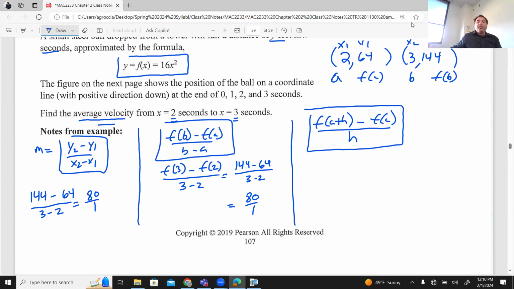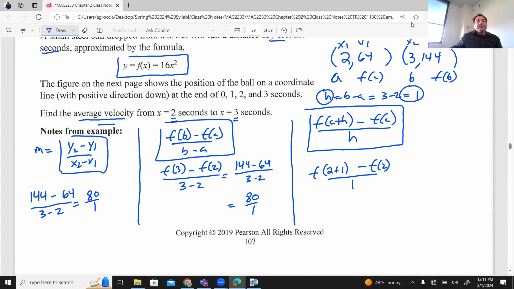Now, the second one uses h. H is b minus a, the distance between them. 3 minus 2, how much time has gone by? 1 second. H is 1. It's how much time has gone by in this case. Only 1 second has gone by. And if you look at all three of them, they're going to have 1 on the bottom by the end. So h is 1. This is f of 2 plus 1 minus f of 2.